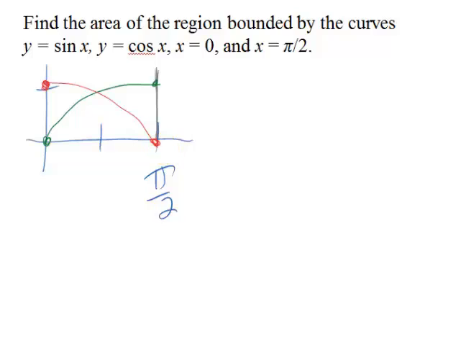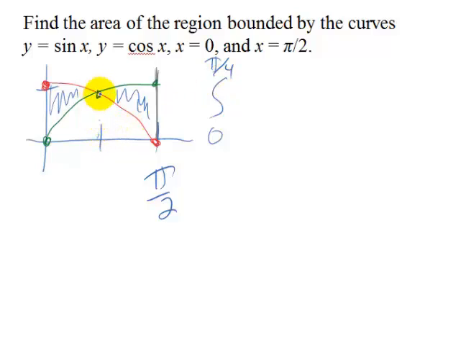So what we're interested in is the area bounded by these curves, and so it looks like we've got two different pieces here, because the thing we have to be careful about is as we look from 0 to pi over 4, the cosine function is greater than the sine function. But then when we look from pi over 4 to pi over 2, the sine function is greater than the cosine function.